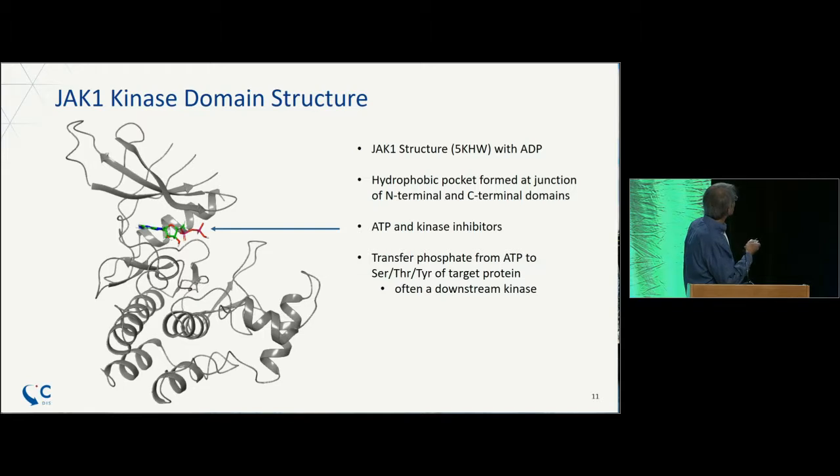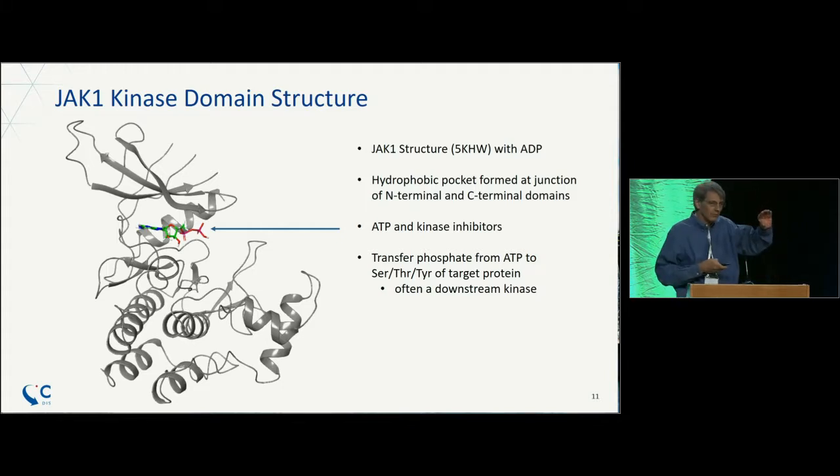kinase domain structure of JAK1. And this is just of the domain, it's not of the rest of the molecule, which would kind of go around here and down. Basically, you have the N-terminus, followed by a hinge region, and then to the C-terminus. And at that hinge region, it's kind of special.